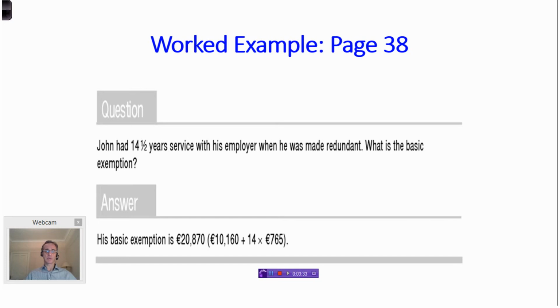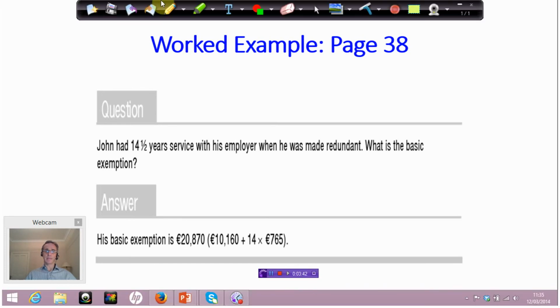What we've got here is an individual who has a certain number of years of service and has been made redundant. The question is asking what the basic exemption is. You'll see from the working below that all we're looking to do is take the completed years, multiply by 765, and add the 10160, and then we have our value of 20870 euros. So that's fairly straightforward.